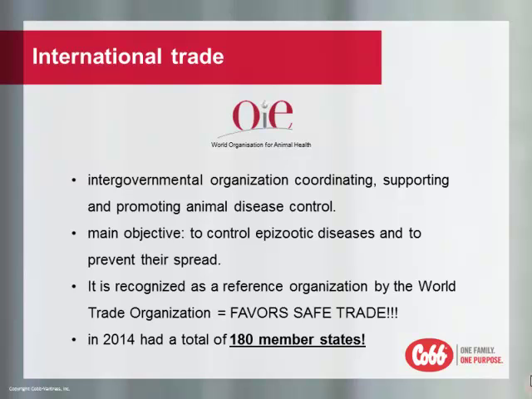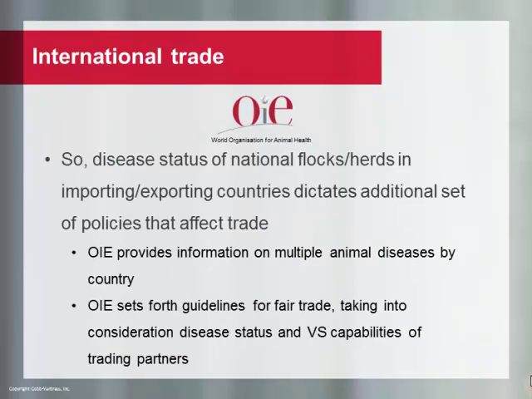And one of the things that OIE looks into is what is the disease status for the national flock, in this case for the countries that are trying to engage into trade. And that's perhaps one of the main things, but they certainly look at what are the veterinary services capabilities for those trading partners.